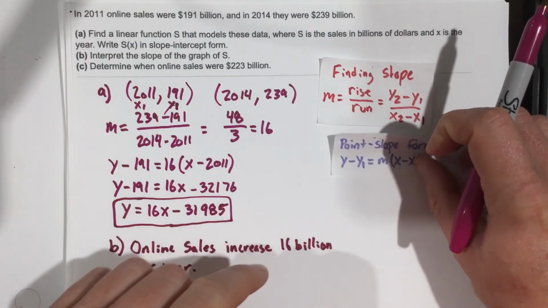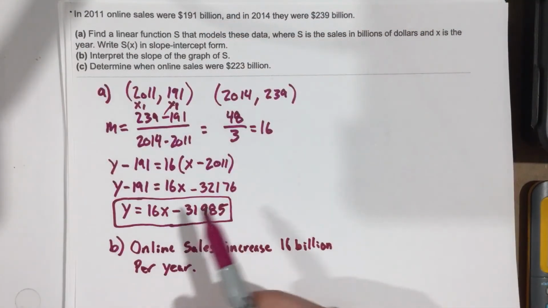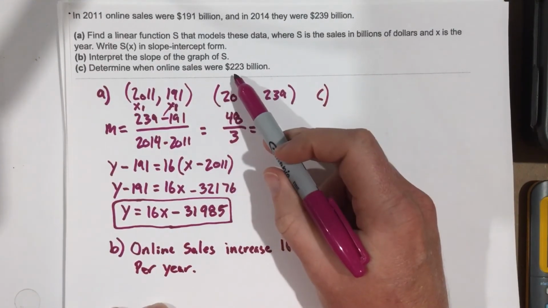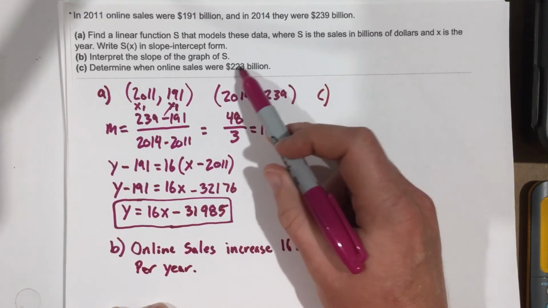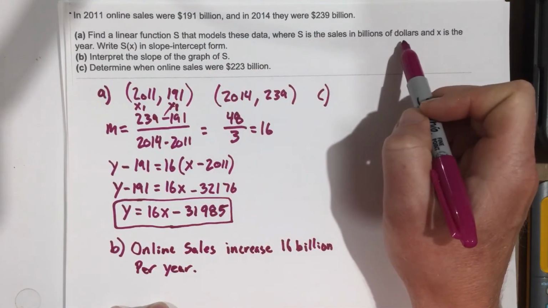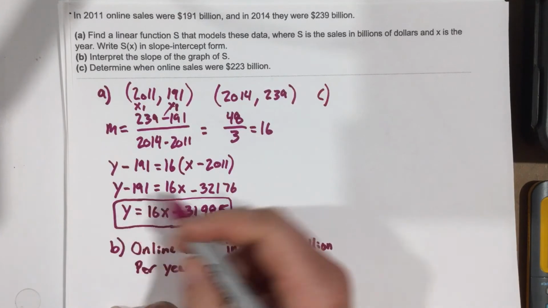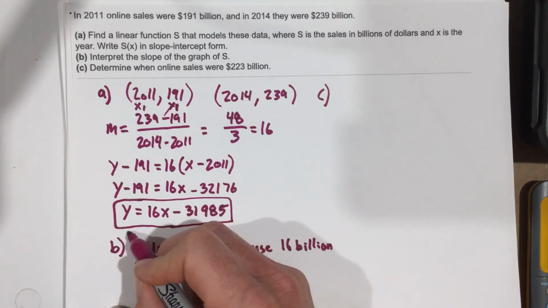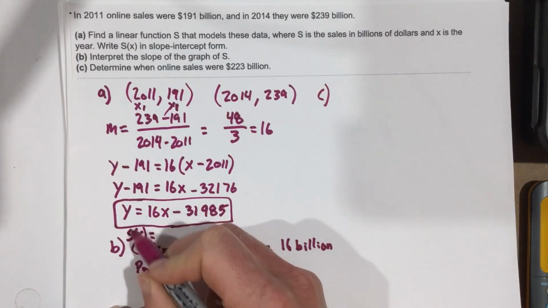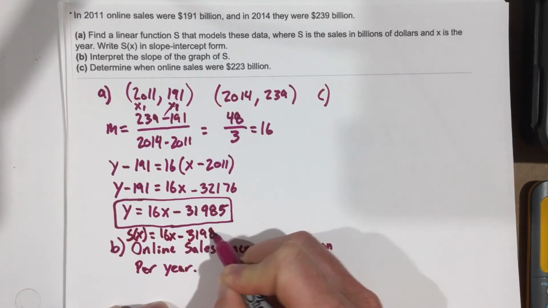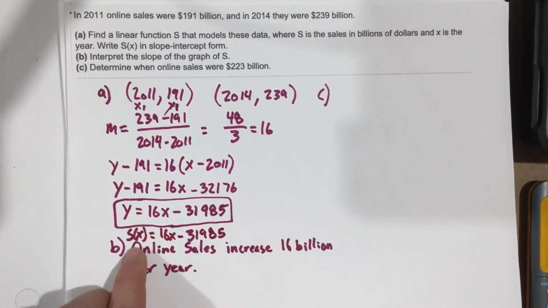Okay. So now that we've used those two, we have an equation. They say determine when online sales were 223 billion. So C, online sales being 223 billion, well, let's go ahead and use 223 billion. We know that they tell us right here, S is the sales in billions, which in our case we could write this as, I guess we didn't write this. We said y equals 16x minus 31,985. We could change this equation to say S of x, and maybe that's a good idea to do. We can replace the y with S of x is 16x minus 31,985. So this just puts it in function form.